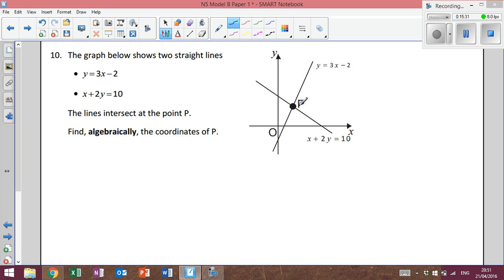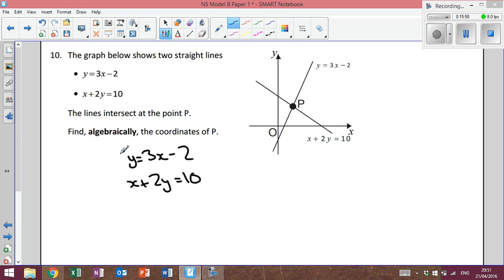Now if we want to find the point of intersection here, like on the graphs, we know it's simultaneous equations. So y is equal to 3x minus 2, and x plus 2y equals 10. Our normal way of doing simultaneous equations is having x, y equals a number, and then we get something the same and we eliminate.